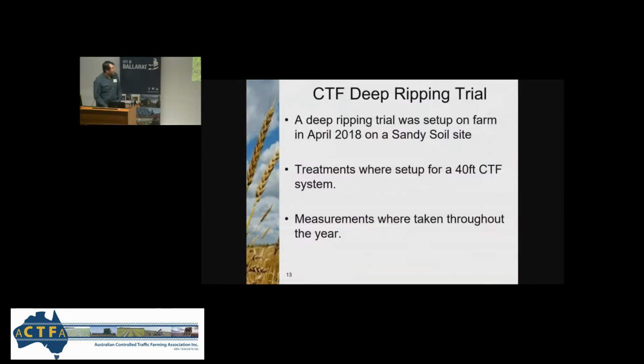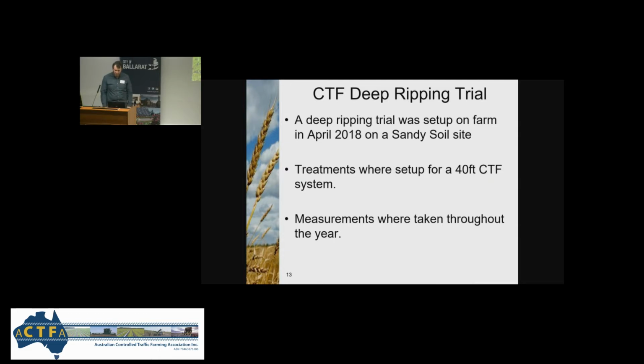And then the next bit of testing we've done, which was last year, which is where pretty much I'll speak about mostly today, is the CTF trial. So we're looking at deep ripping some sandy soils. So the specifications that Nigel Wilhelm had given me is that he wanted deep sand to pretty much 50, 60 centimetres, and it could have a clay base underneath it.